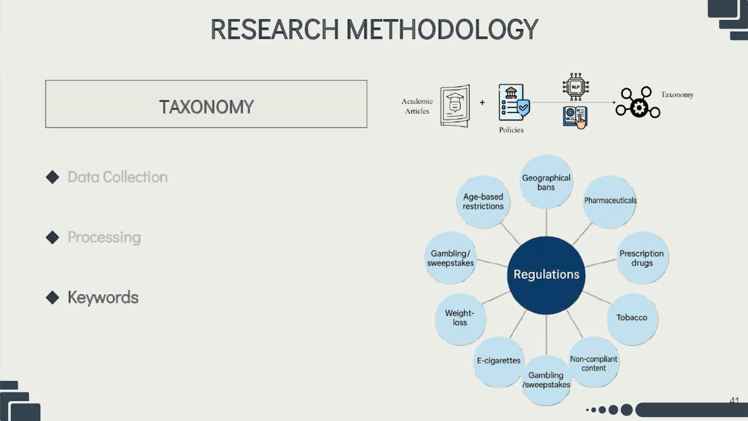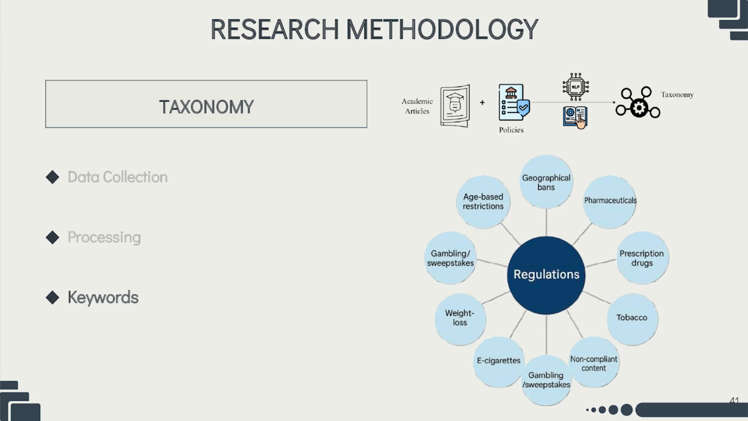So this is an example for regulations, where, for example, prescription drugs or tobacco, or even non-compliant content, these kind of keywords are used to define this broader category. And we'll see later how they get used in the prompts to help the VLMs detect this at scale.